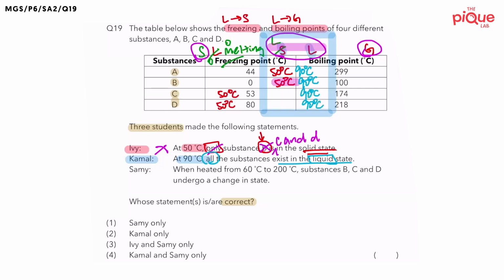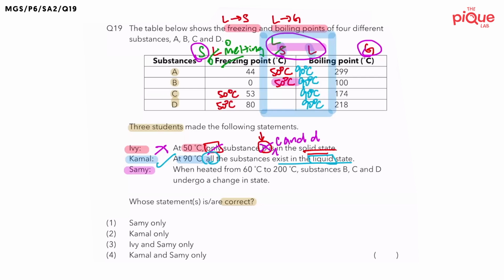Right, so it's more correct when he said all of the substances exist in liquid state at 90 degrees Celsius. From our annotations, we can see that all of them exist in the liquid state at 90 degrees Celsius. Right, so I will give this statement a tick. Finally, let's look at Sammy.